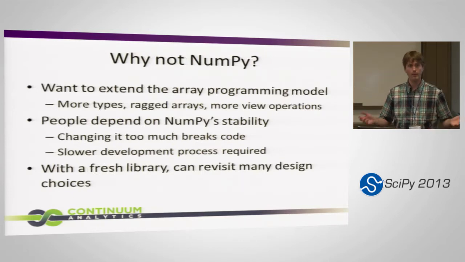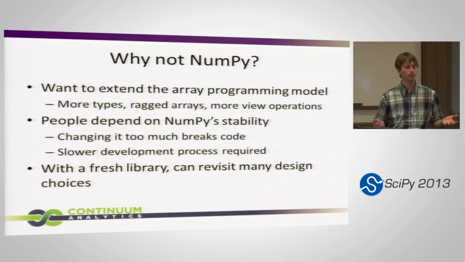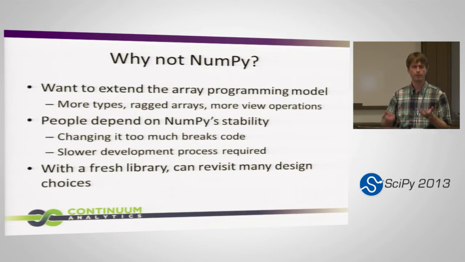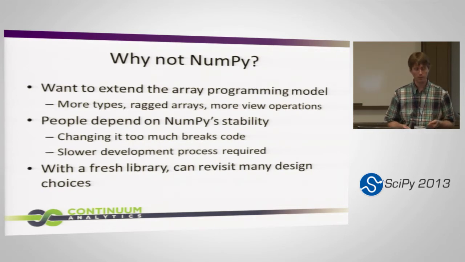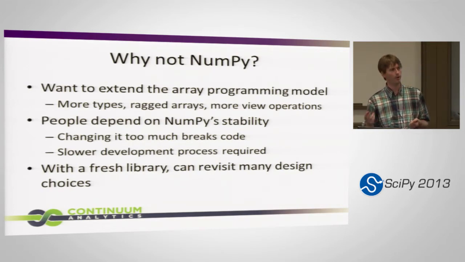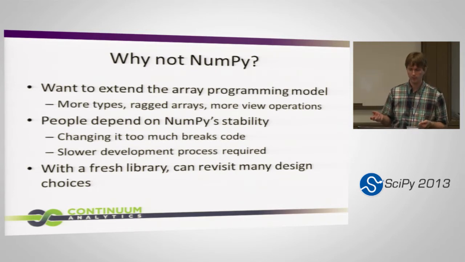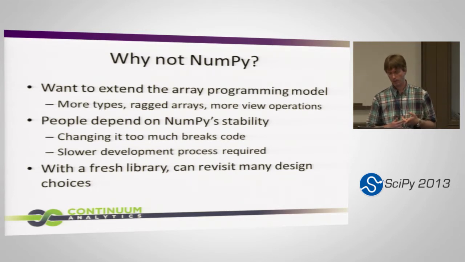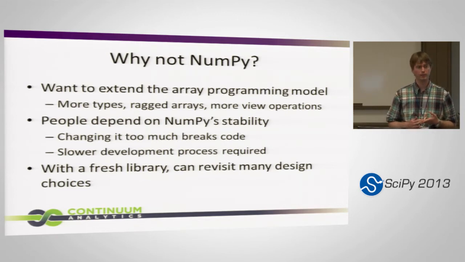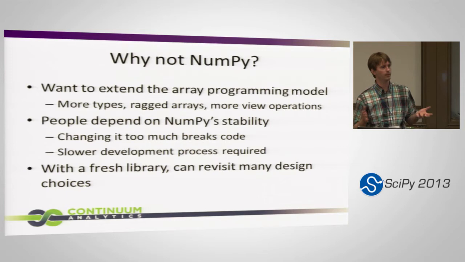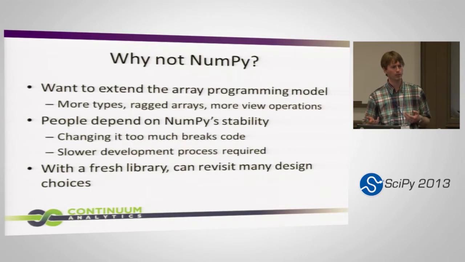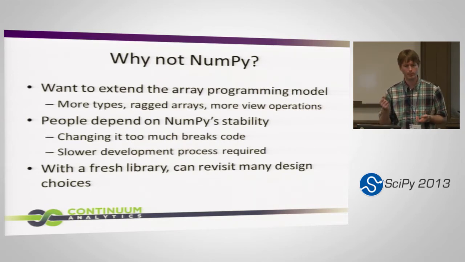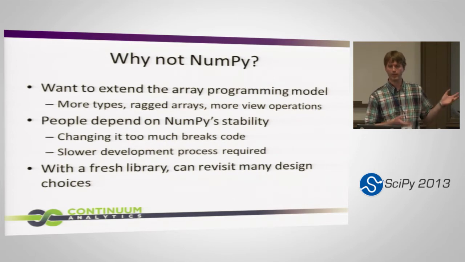So a big question to ask is, why not NumPy? Isn't NumPy good enough, or can't we just do all this development within NumPy and evolve that system? Well, we want to extend the array programming model that NumPy allows. So adding more types, doing things like ragged arrays, so data that's not just fixed dimension sizes, having more things act like views. Like, if you do fancy indexing, wouldn't it be nice to be able to assign to that and have that scatter back into the original data?